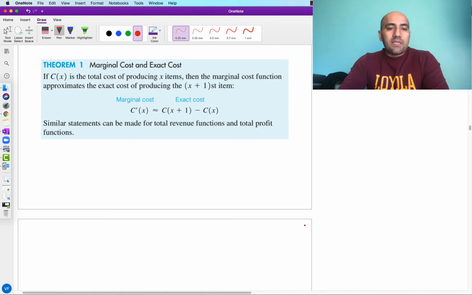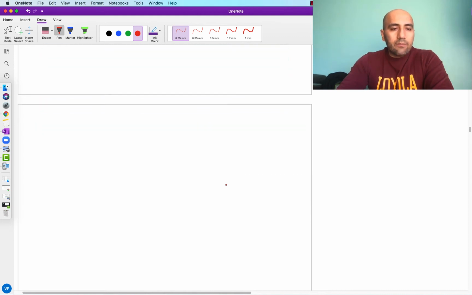Okay, so similar statements can be made for total revenue functions and total profit functions. Finding the exact change in revenue, the exact change in profit involves evaluating those functions at two separate points, at X and X plus 1, subtracting them, and you'll get the exact answer. Otherwise, we can just find the marginal revenue, the marginal profit, and in most cases, that'll be a very good approximation. Okay, one more example.